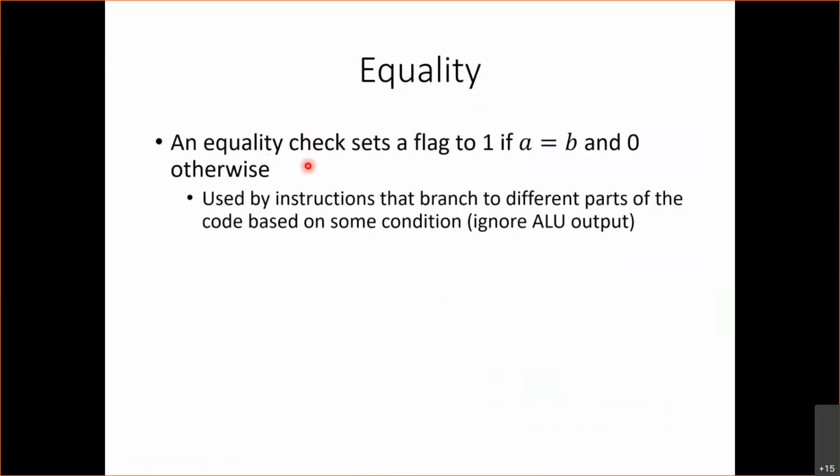So the equality operation, the way we're going to use it eventually when we come to build a processor is that we're going to set some flag to 1 if A equals B, and otherwise we're going to set it to 0.